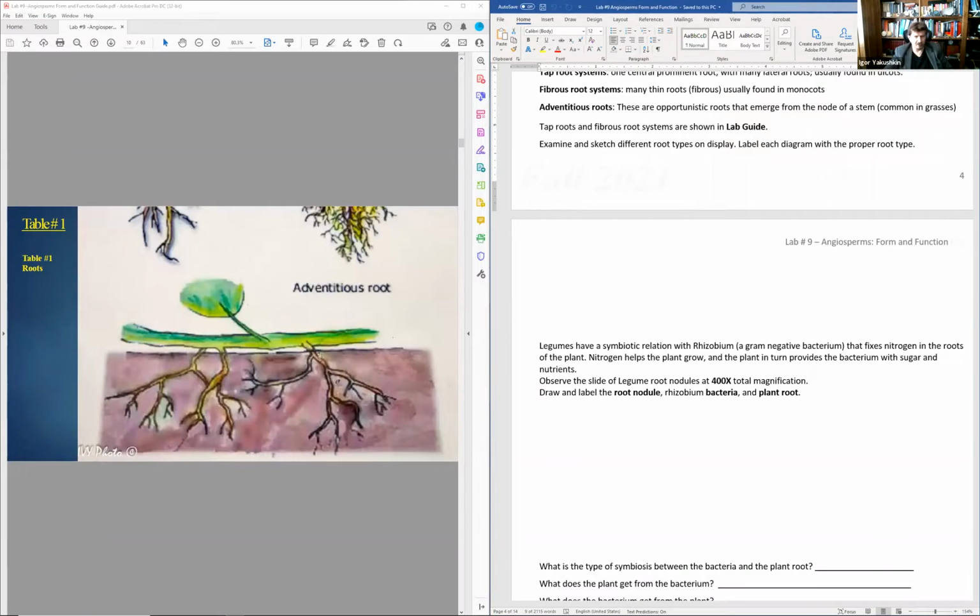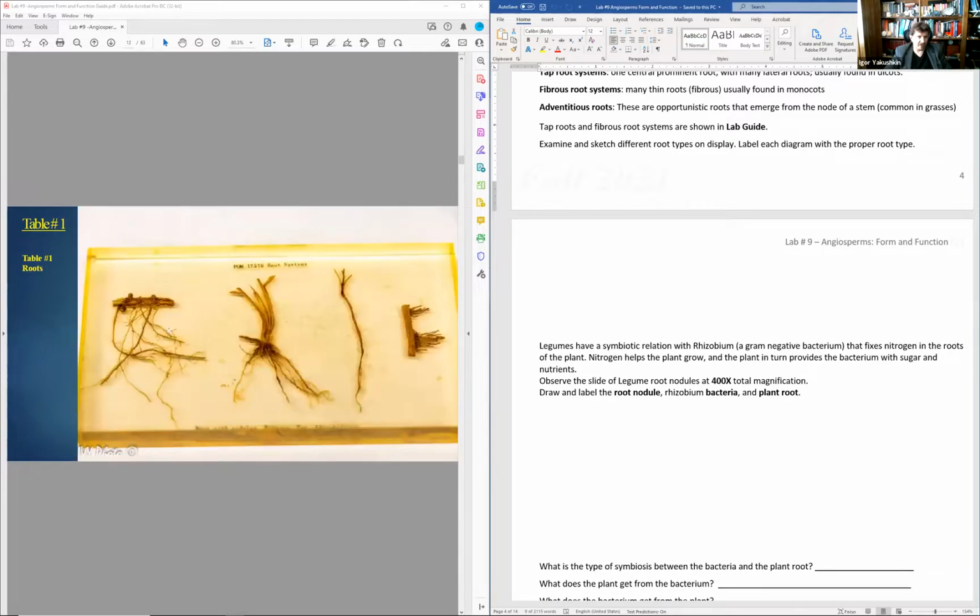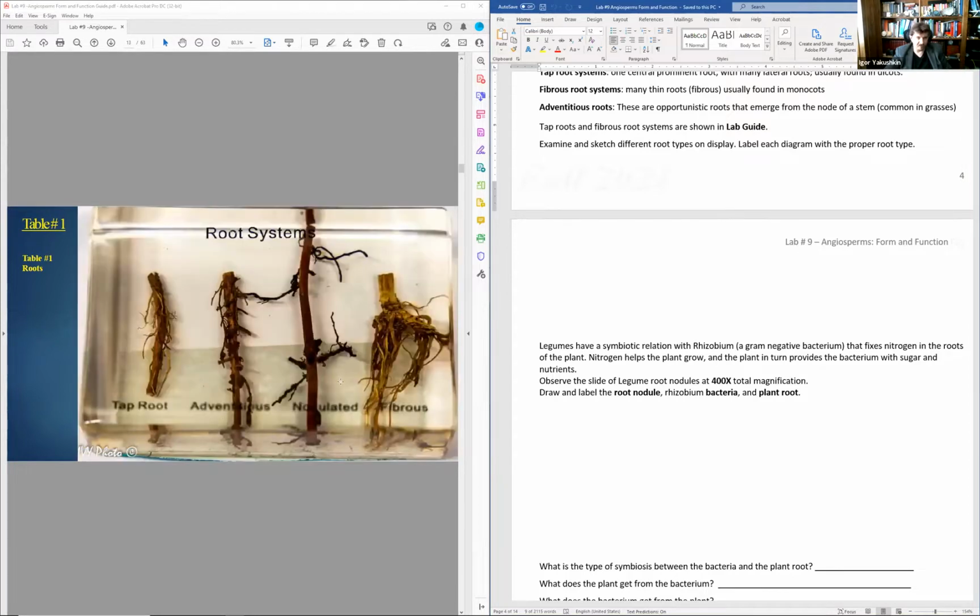So here we have the adventitious root, and we're looking at the taproot, fibrous roots. And here we have some of the pictures, so you can clearly see the taproot, right? Clearly see the fibrous ones and clearly see the adventitious ones coming out. So here we have adventitious. And then the nodules.